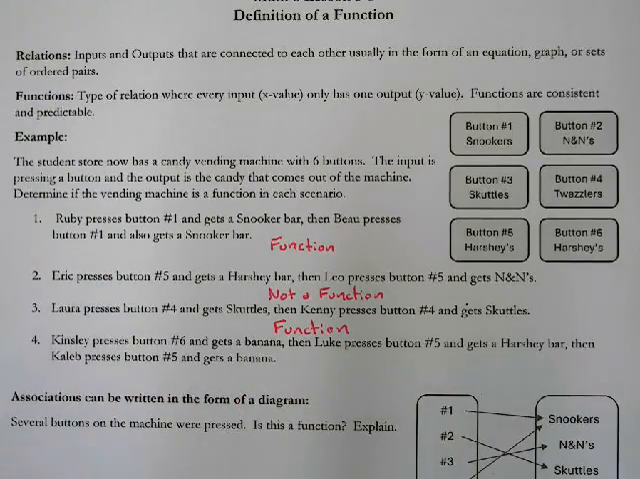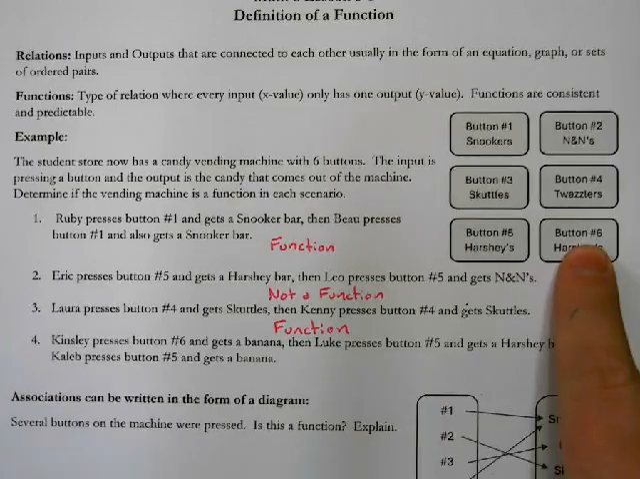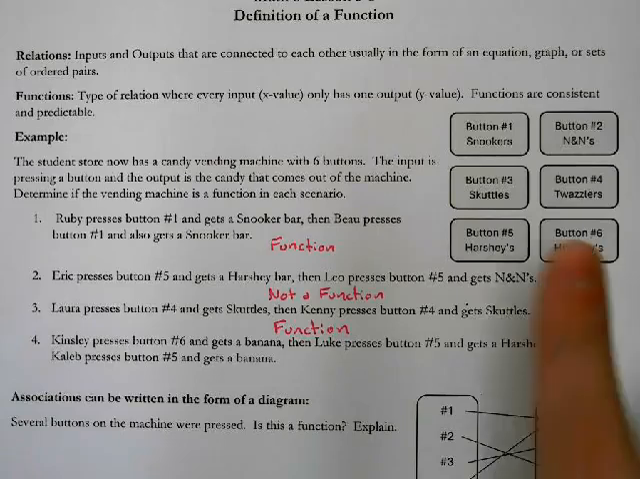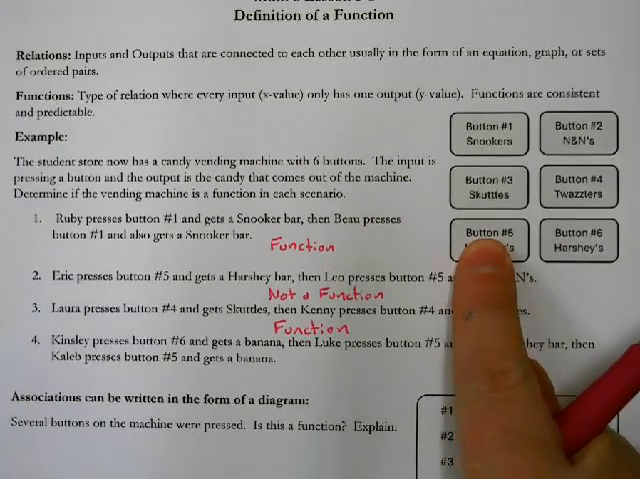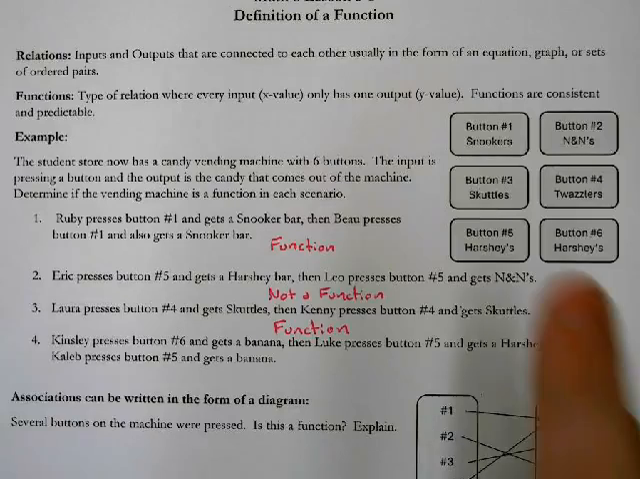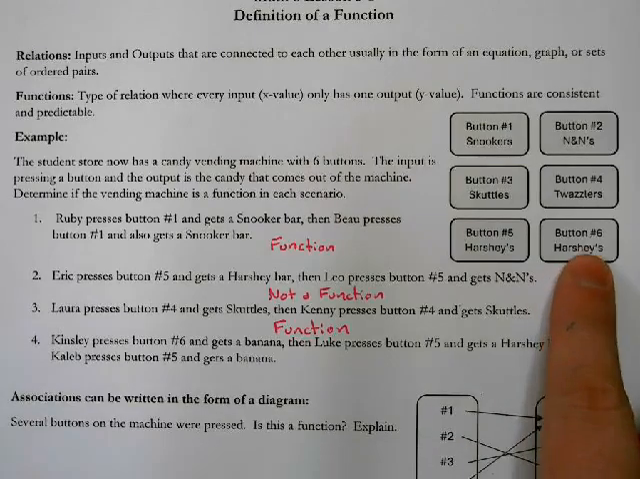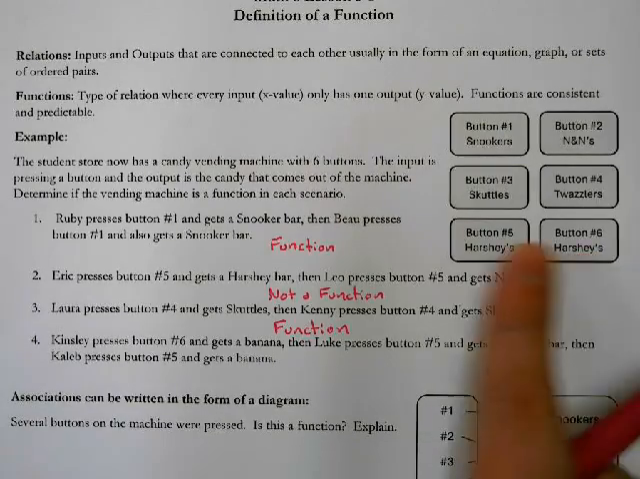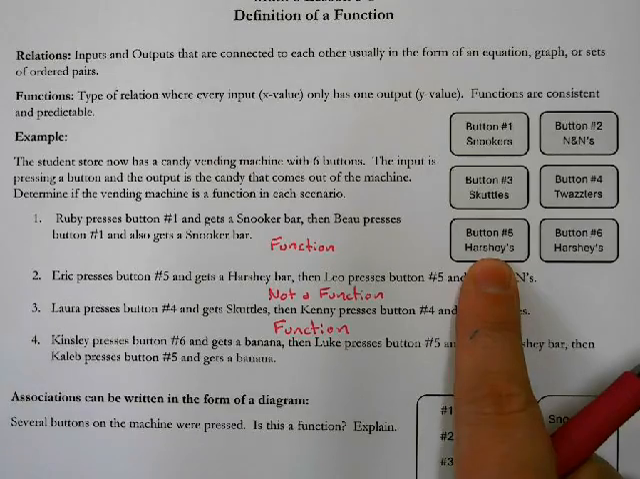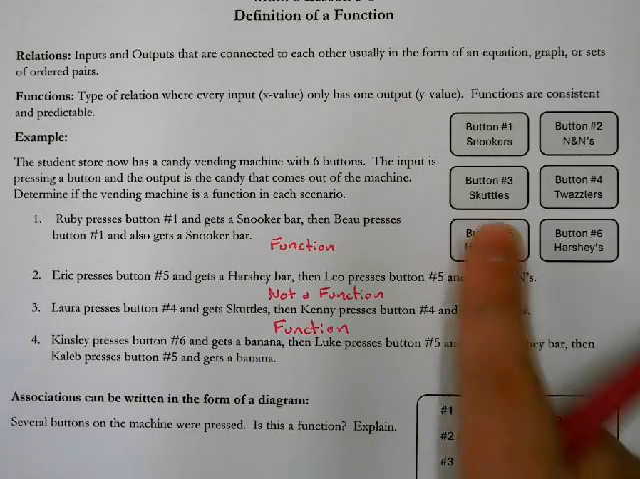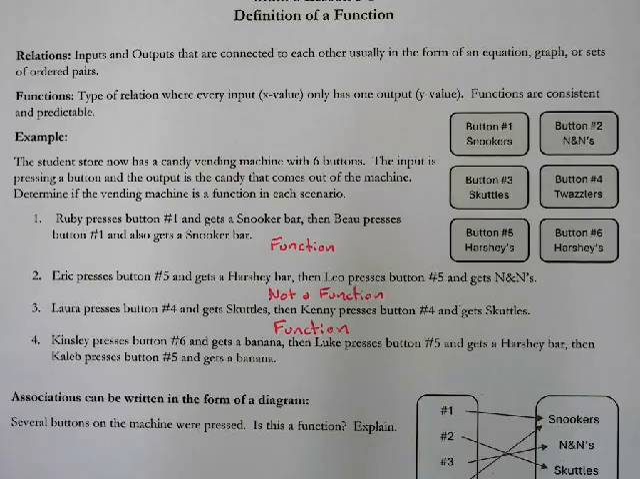So is this a function? Well, we pressed button 6 and got a banana. We pressed button 5 and got a Hershey bar. Then we pressed button 5 again and got a banana. So this one we're going to say is not a function, not because button 6 gave us a banana, but because button 5 gave us two different things. It gave us a Hershey bar and then it gave us a banana. So since it's not giving us the same output for the same input of pressing that button, we're going to say this is not a function.